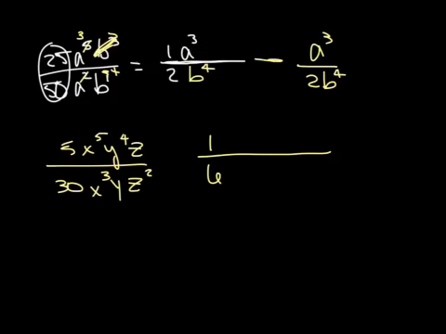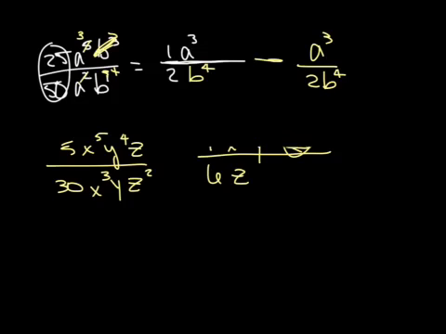Then we have x to the 5 minus 3, which would be 2. Y to the 4 minus 1 would be 3. And z to the 1st minus 2 would be z to the negative 1. And then this is in the wrong place, so we'd move it down. And so that would be your answer.